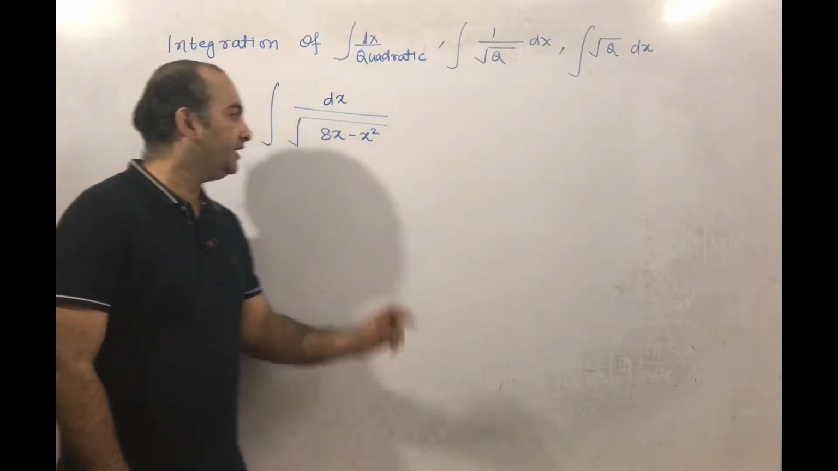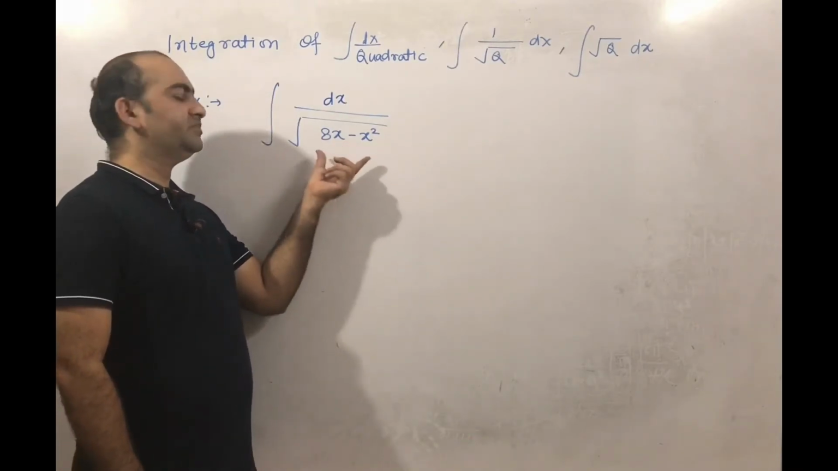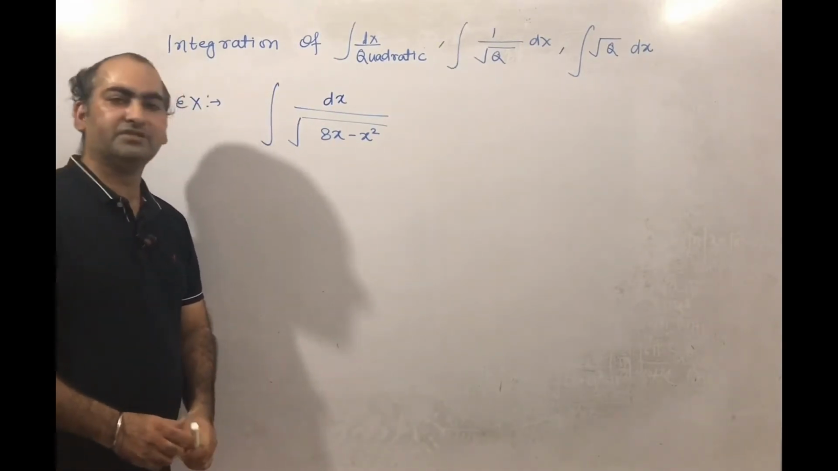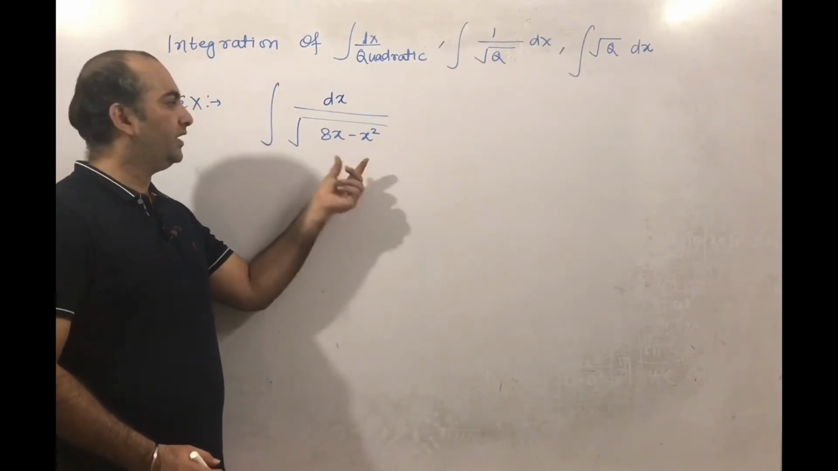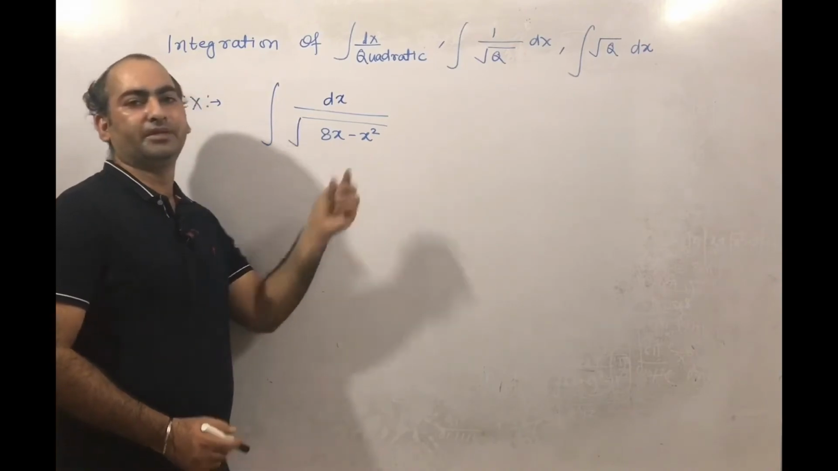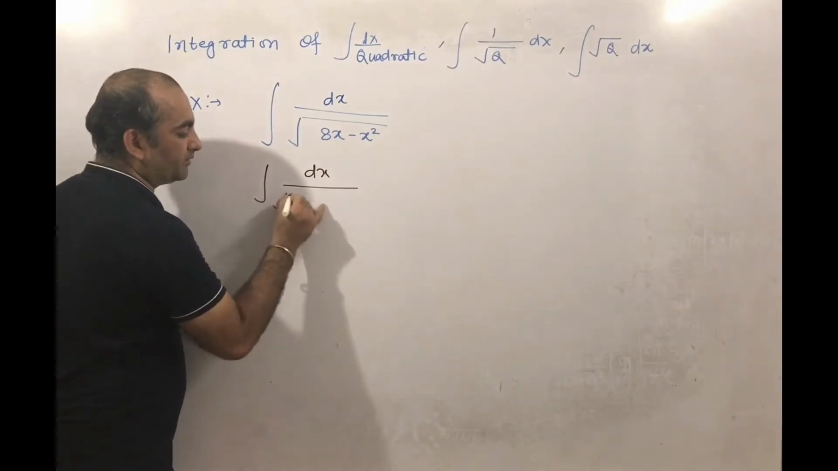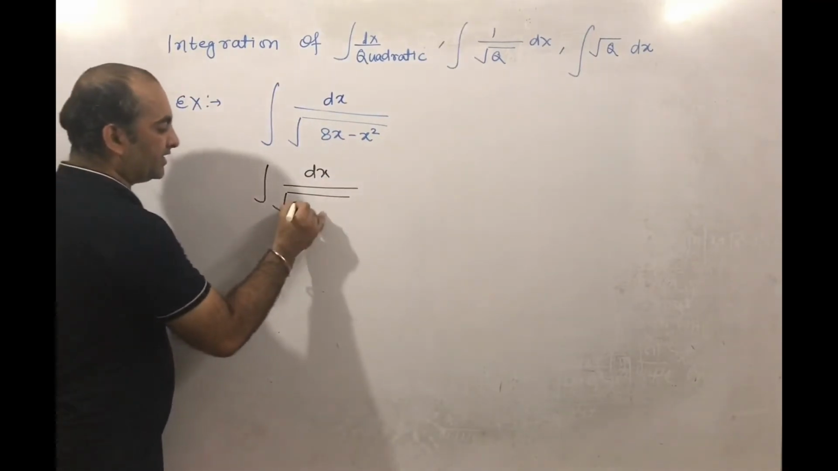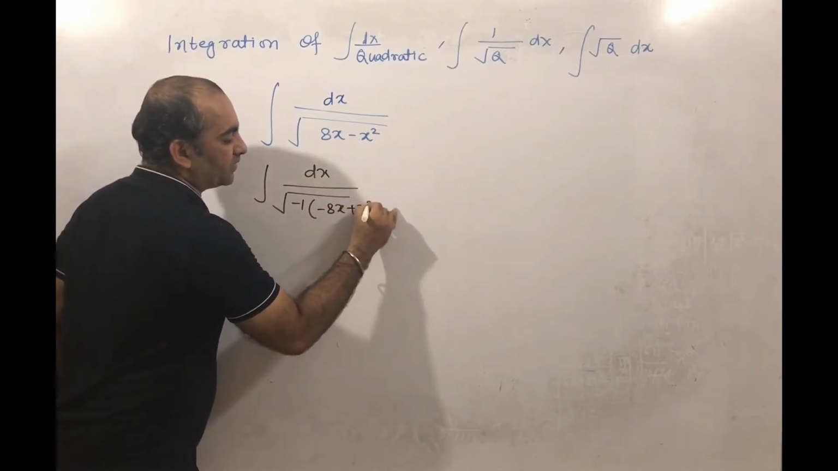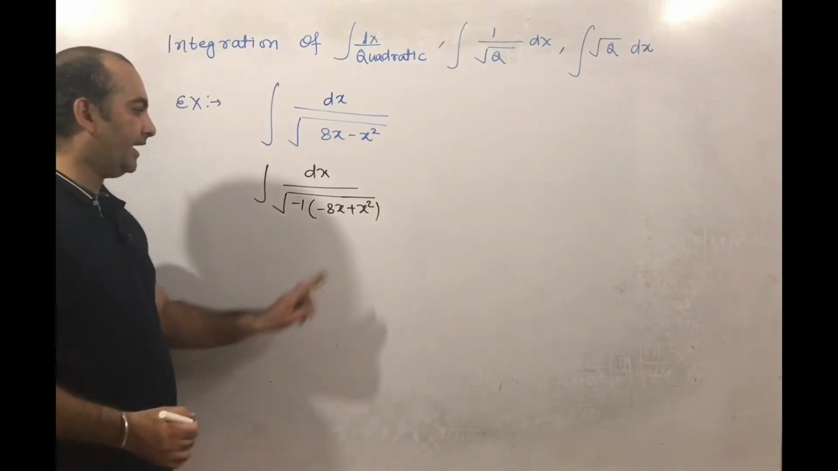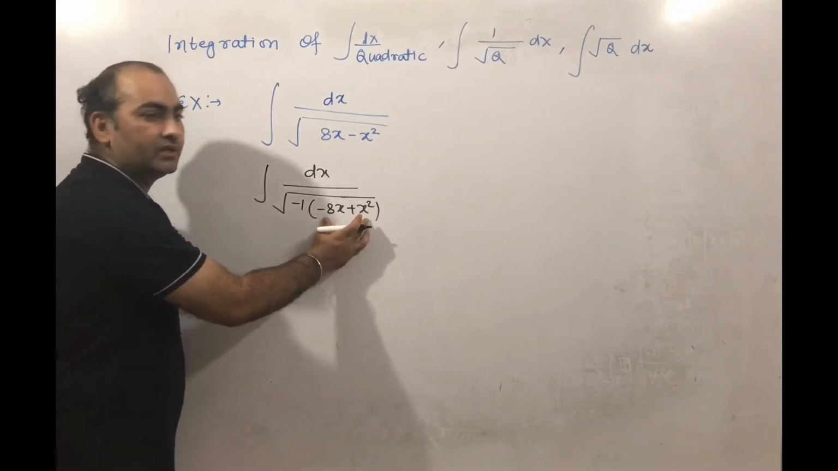Next problem is integration of dx divided by root over 8x minus x square. So this problem we have to solve. So first what you will do, we will make x square coefficient 1. Here we have minus 1. So here what we will do, we will take minus 1 common. So what will come here? Integration of dx divided by root over, if I take minus 1 common, so minus 1 is common, this will come out minus 8x plus x square. So first we did x square coefficient 1. Now what you will do, now we will make this one as perfect square. So what will come here?